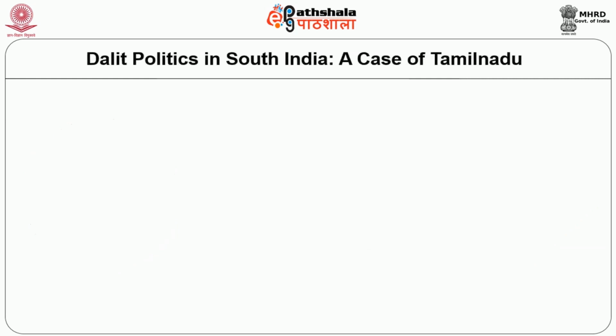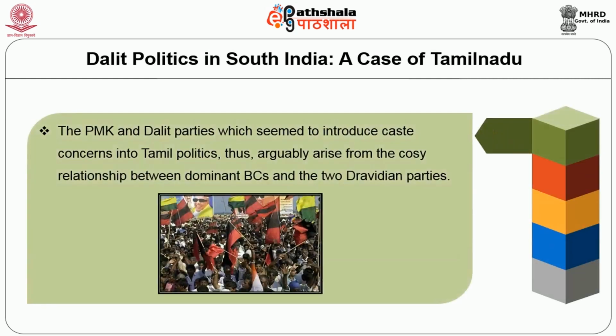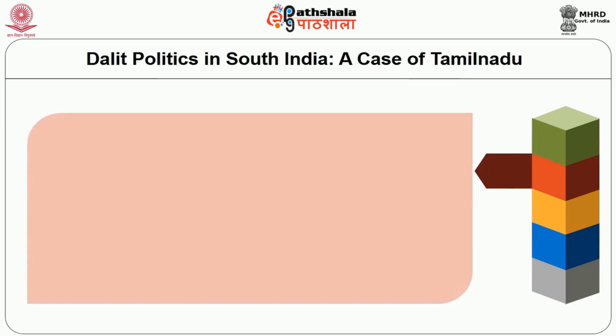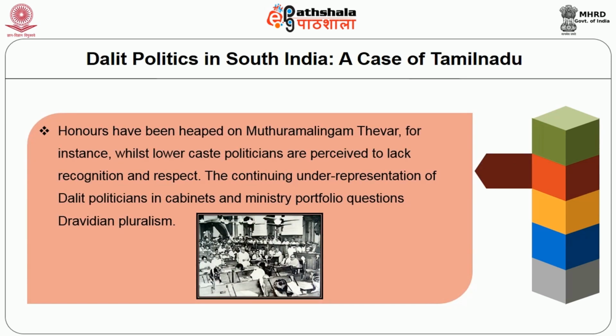Dalit politics in South India, a case of Tamil Nadu. The PMK and Dalit parties, which seemed to introduce caste concerns into Tamil politics, thus arguably arise from the cozy relationship between the dominant backward caste and the two Dravidian parties. Honours have been heaped on Muthuramalingam Thevar, for instance, whilst lower caste politicians are perceived to lack recognition and respect. The continuing underrepresentation of Dalit politicians in cabinets and ministry portfolios questions Dravidian pluralism.